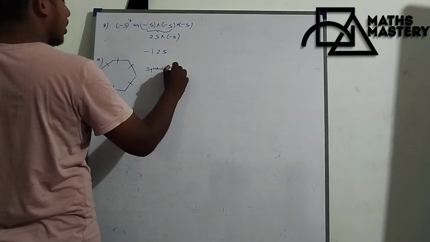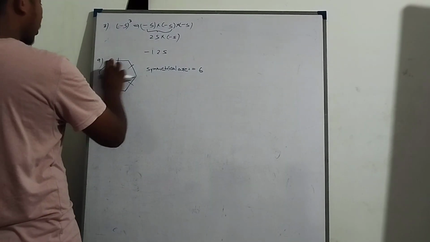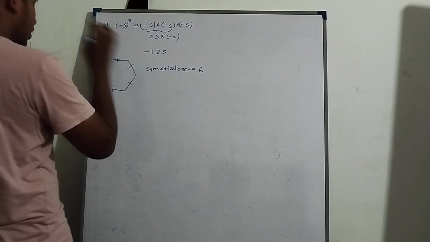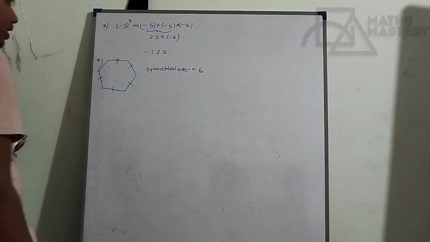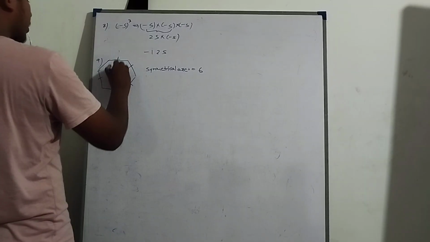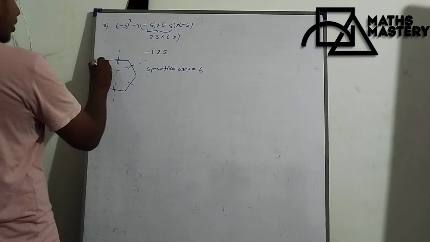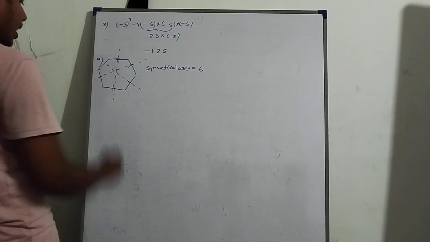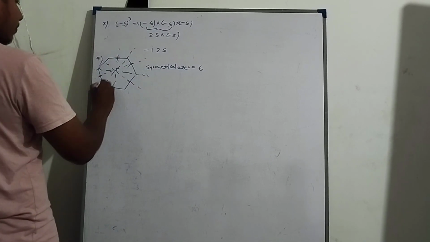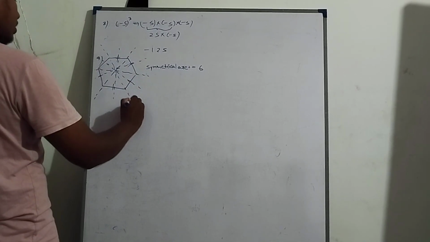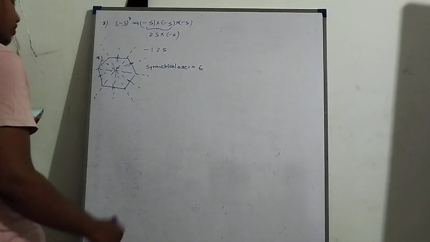It is 6. Why? The reason is, you can clearly see, students, I'll draw the symmetrical axes for you. So you can see here, this is the hexagon. So what you are going to do, you can draw here, there's one symmetric axis and there's another one here, 2, another one here, 3, another one here, you can go like this, 4, another one here 5, and then here 6. So there are 6 axes of symmetry.